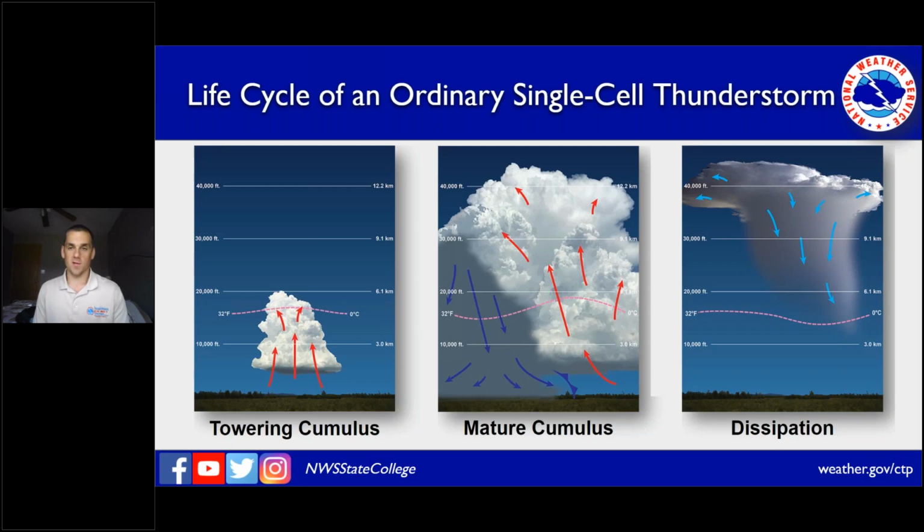And then the dissipation stage, again 20 to 30 minutes, where you see we're all downdraft now. So it's all cool, moist air descending, and no more instability left over for additional thunderstorm development, at least in that particular area or from that particular storm.